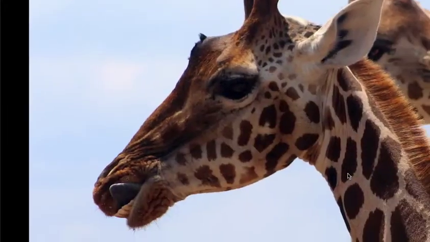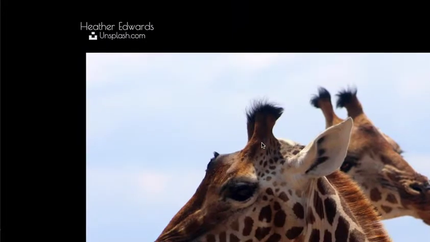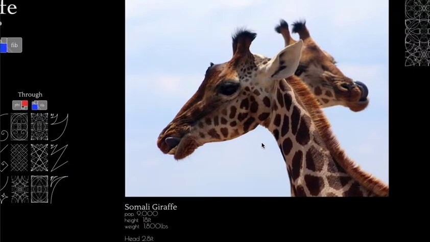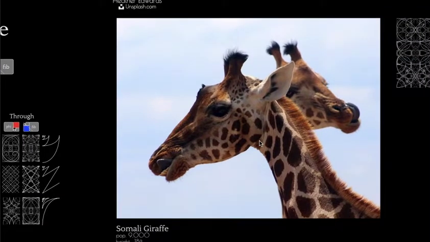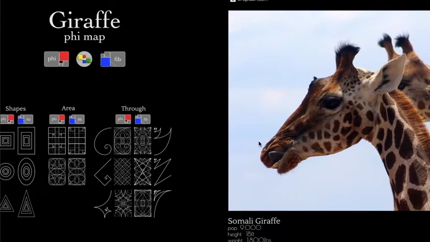Today we're going to look at this giraffe right here. Beautiful photograph by Heather Edwards, quite possibly a Somali giraffe. Not really sure, but it looked like it might be. And possibly a young one at that.